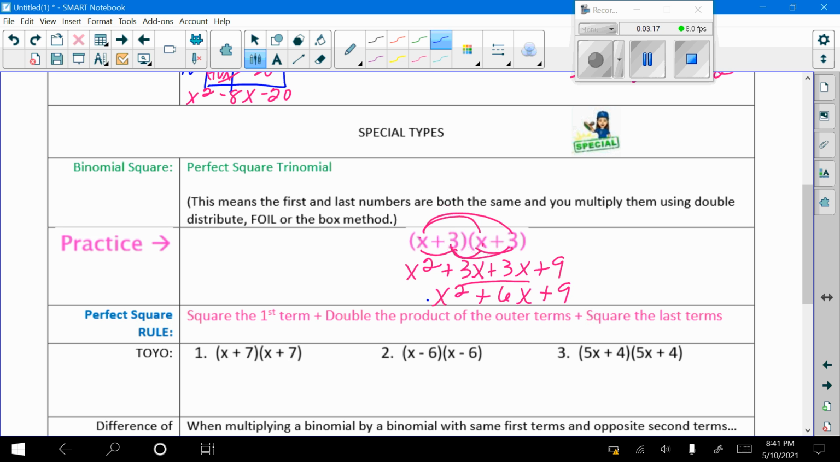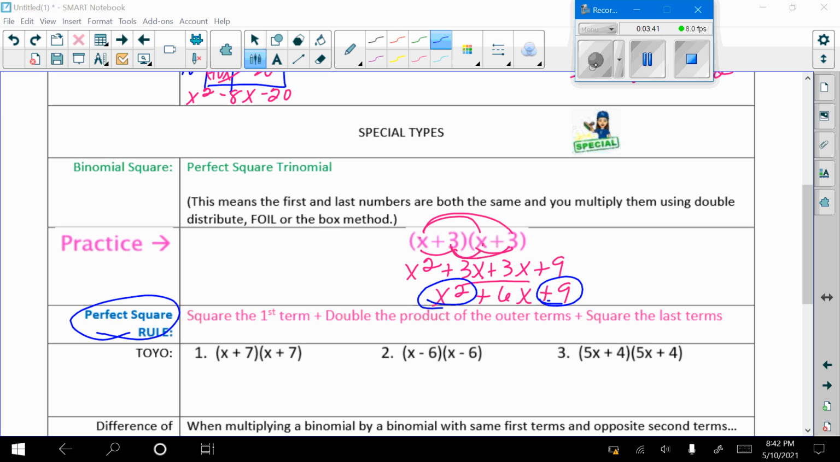You should notice that the first term is a perfect square and the last term is a perfect square. And the middle term is basically the first and last multiplied times 2. However, you can always do FOIL or the box and you'll get the right answer every time. So that's the perfect square rule. So try these on your own. So pause me and try them.